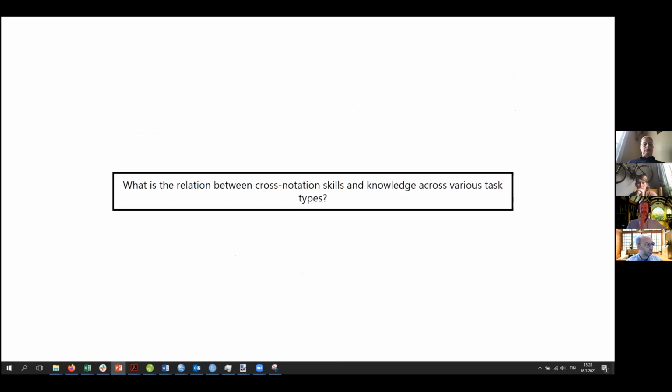So what we're looking at today is in a different data set. We want to look more closely and see what kind of cross-notation knowledge is related to these types of solutions on the arithmetic sentence production task. In general, we're trying to see across various task types what kind of cross-notation skills and knowledge students have and how those are related.